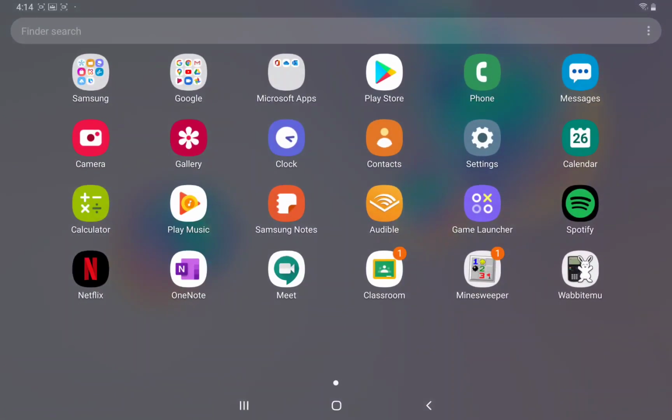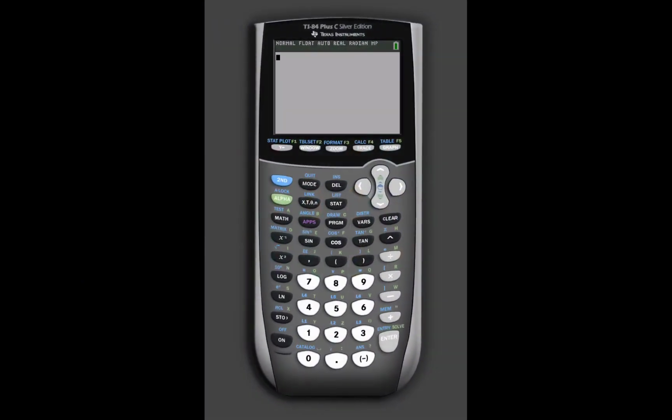Okay, so my calculator, Wabbit Emu, is right here. Let me move it so I can see it. Okay, so let me show you the buttons that you're going to be looking at. One of the buttons is the matrix button. Look around and see if you can find it. Okay, it's right here, at least on my calculator.